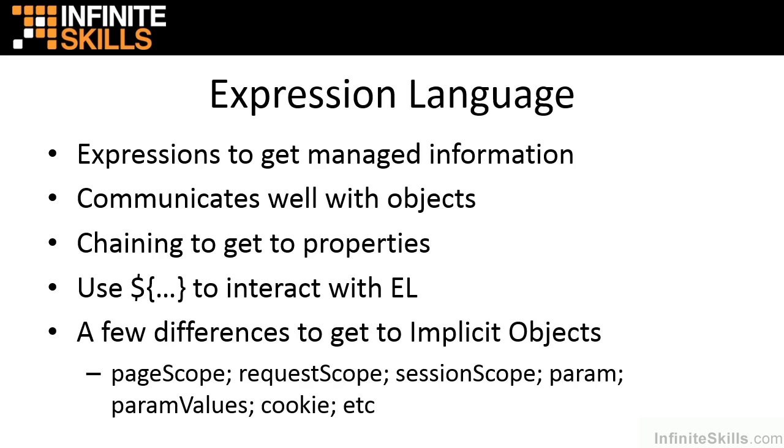When we actually want to use an expression language statement, we'll use the $ and brackets to wrap that expression language statement. And we'll have some implicit objects that we're going to rely on right away in the JSP because it's a servlet. But when we get to the expression language, they'll be named just a little bit differently. So instead of being just page, we'll see page scope. And instead of being just request, we'll see request scope. And again, we'll cover all that in more detail when we get there.